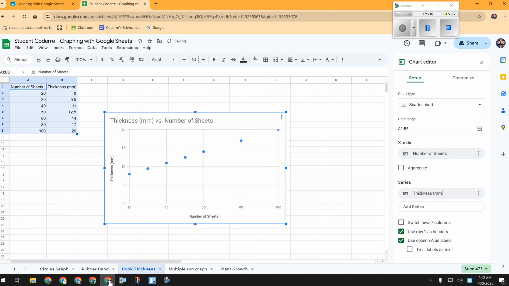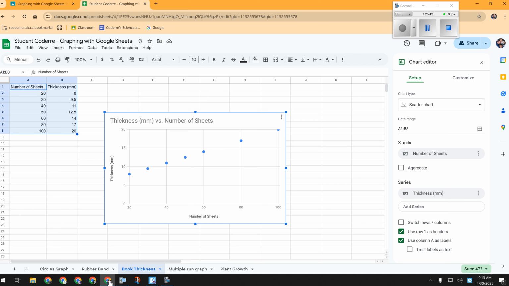Sometimes Google Sheets picks the right kind of graph, sometimes it doesn't. Sometimes it'll pick a bar graph or just weird stuff that we don't want. This is exactly what we wanted. We wanted a scatter plot, so scattered dots along the graph. Am I going too fast? If I'm going too fast, just let me know.